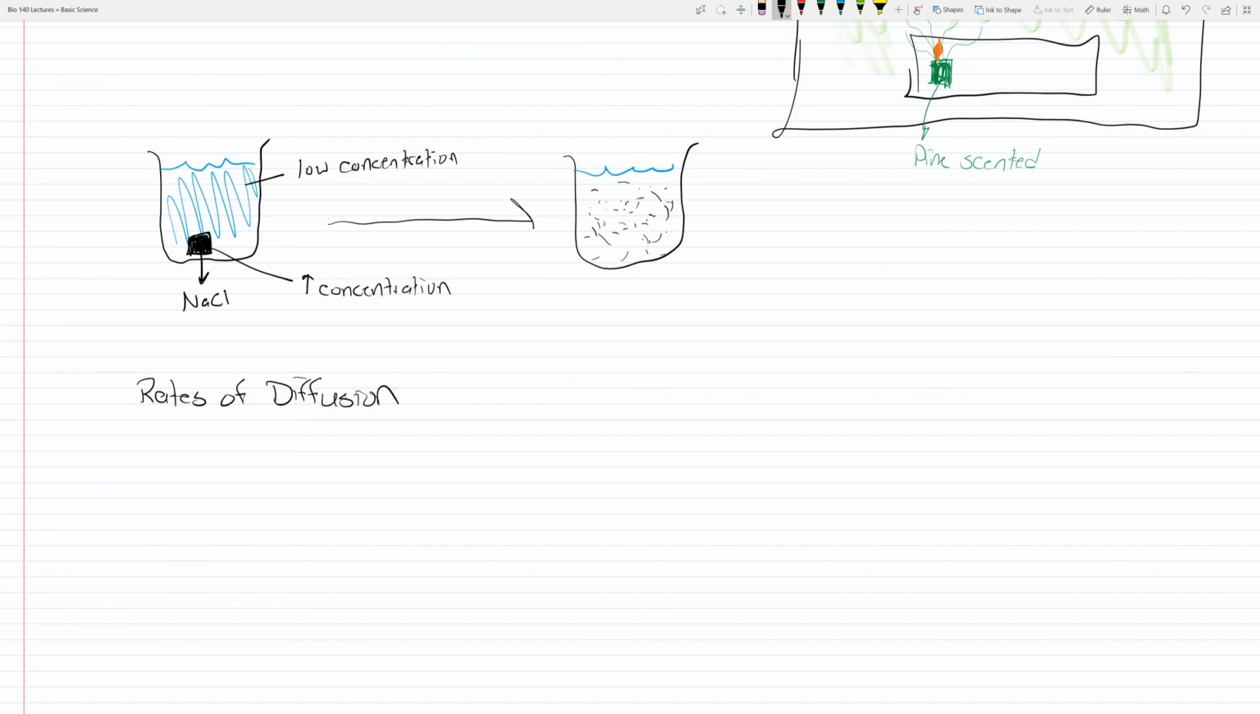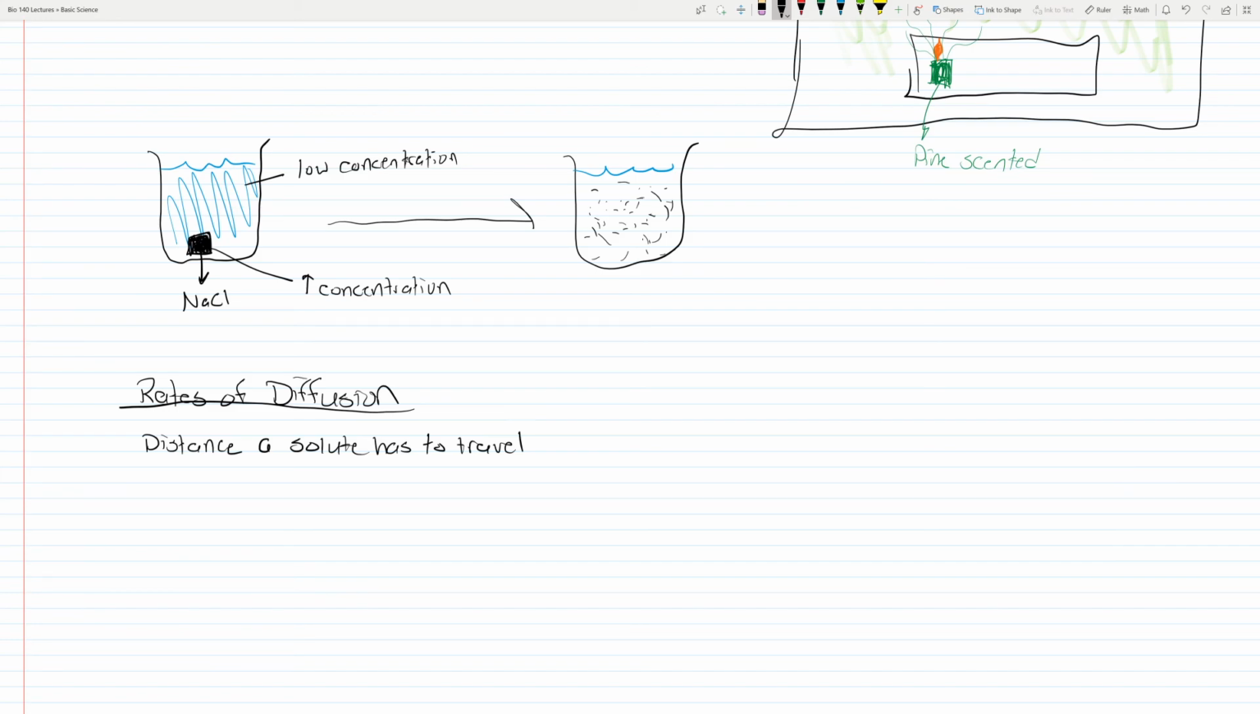Okay. What will affect them? What will make things speed up and what will make things slow down? Okay. Number one, the distance a solute has to travel. So if it's got to travel a shorter distance, the diffusion is much faster. If it's got to travel a larger distance, the diffusion is much slower. I mean, that's just common sense.